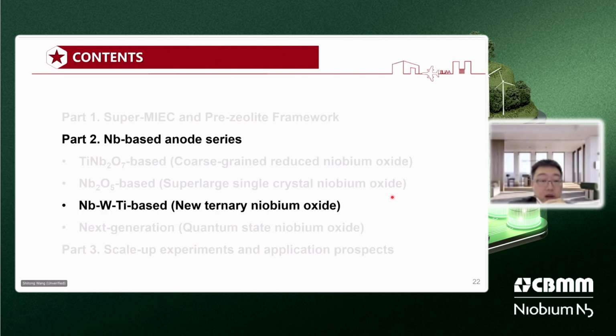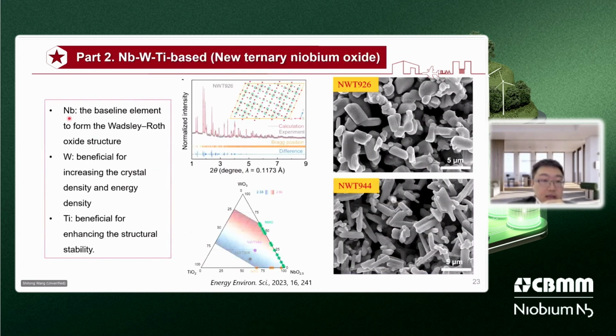And the third part, we get into the ternary phase diagram. We know that niobium is the baseline element to form the Wadsley-Roth oxide structure, tungsten is beneficial for increasing the crystal density and the energy density, and titanium is beneficial for enhancing the structure stability. So why not get into the diagram?